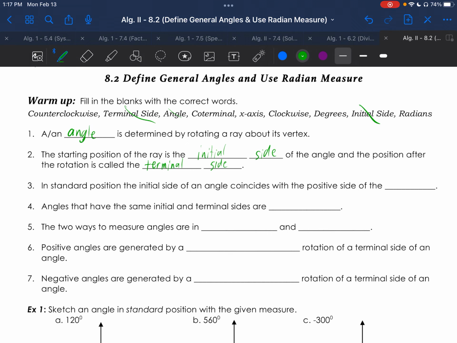In standard position, the initial side of an angle coincides with the positive side of the x-axis, meaning as long as it's in standard position, the initial side is always the x-axis and the positive part of it. Angles that have the same initial and terminal sides are what we call coterminal.